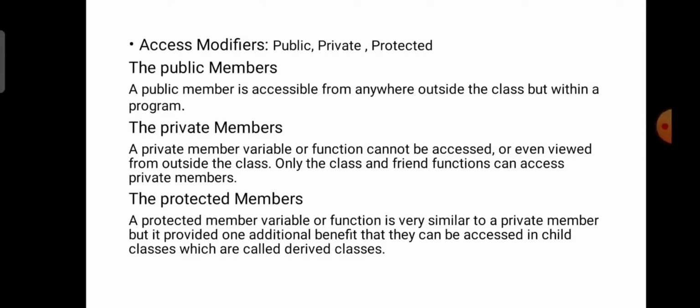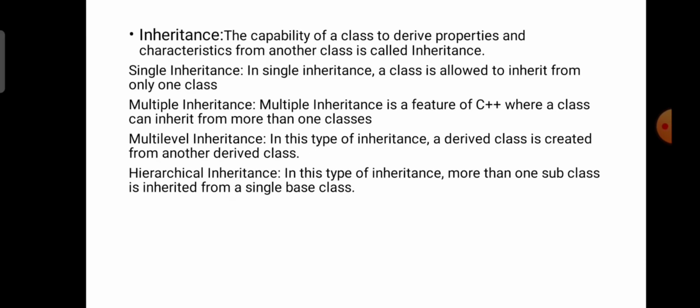Okay, so moving to our next concept, that is inheritance. Inheritance is the capability of a class to derive properties and characteristics from another class. In inheritance, we have many types like single inheritance, multiple inheritance, multi-level inheritance, and hierarchical inheritance. What is single inheritance? In single inheritance, a class is allowed to inherit from only one class, like father and son. That is single inheritance.